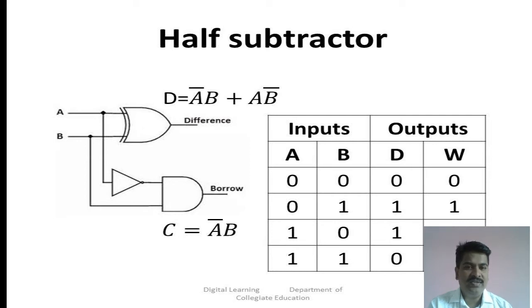So A is 0, obviously it will be A bar dot B. So this will be A bar dot B. And the second case will be A B bar.